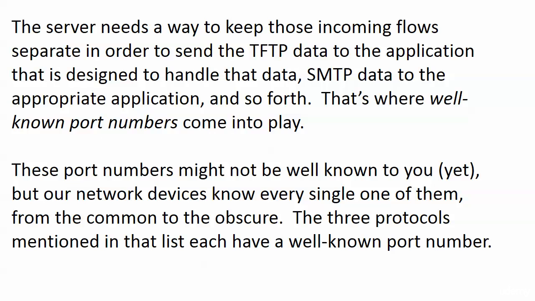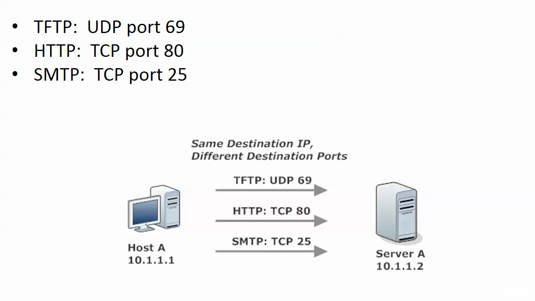Now, well-known, of course, is a pretty relative term, and they may not be well-known to you yet, and you're not expected to memorize all of the hundreds that exist, but our network devices know all of them, from the common to the obscure. And the 3 protocols that were mentioned in that previous screen each have a well-known port number of their own. TFTP always runs on UDP port 69. HTTP always runs on TCP port 80. SMTP always runs on TCP port 25.